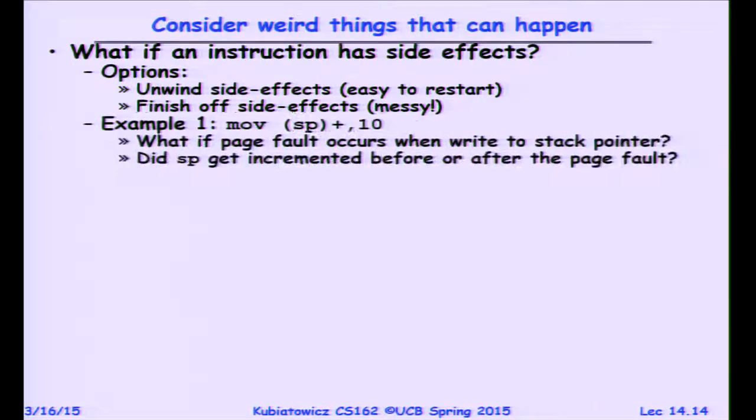Okay. So here's an example of an assembly language instruction that says move to the stack pointer the number 10, but also increment the stack pointer. So if you look at that, what happens if it incremented the stack pointer before it got the page fault? All right, now if I go to run the move again, it'll store it at a different spot in the stack. Everybody see that problem?